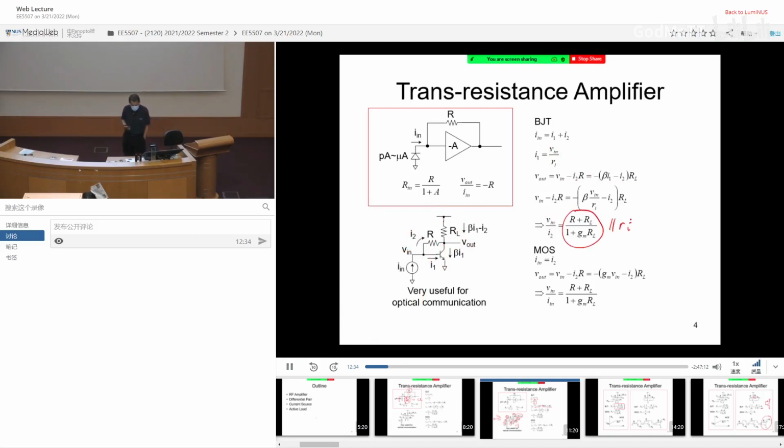So we go through all this trouble to show you one very important characteristic. We successfully reduce the effective input resistance. That is the beauty of this trans-resistance amplifier. We reduce this effective input resistance by the gain, 1 plus GMRL. And what is the advantage of that? When you combine with the parasitic capacitance of the photodiode, you are able to get wider bandwidth, because the RC pole gets smaller.